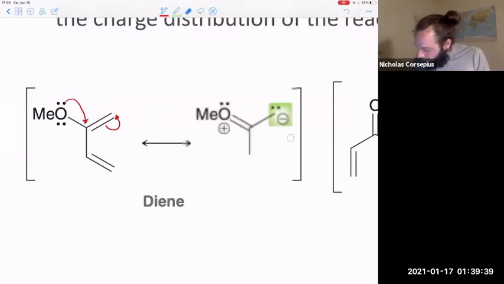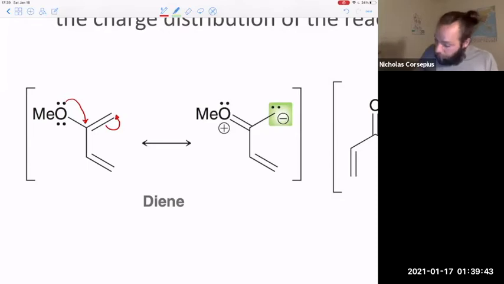And that's going to lead to this resonance contributor here, where notice that there's this negative charge on that top carbon. Now, that's not the most stable resonance contributor by any means, but as I've said before, any resonance structure can play an important role in the chemistry of a molecule, even if it's not the dominant one.